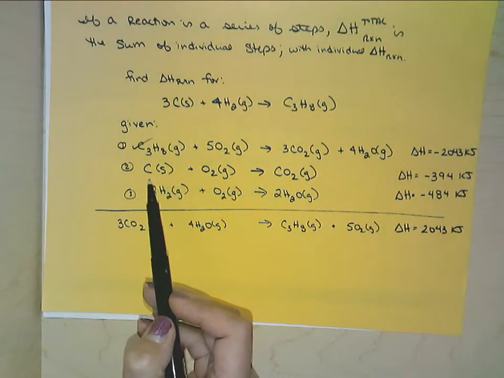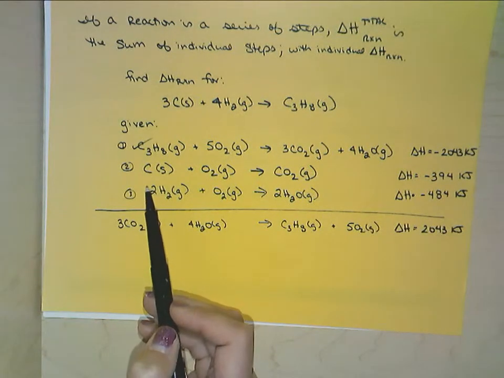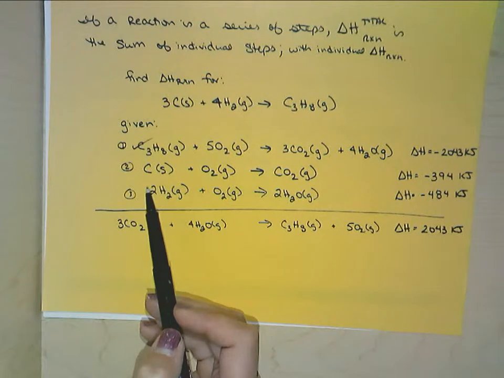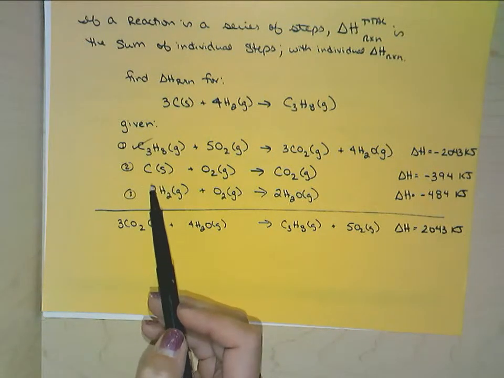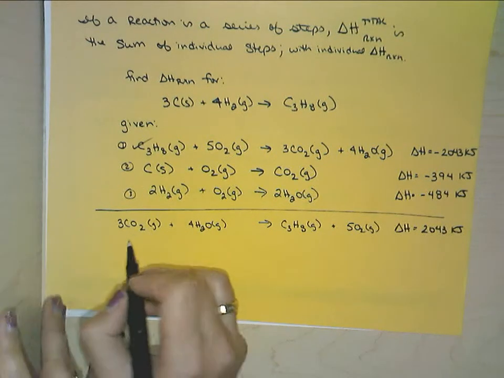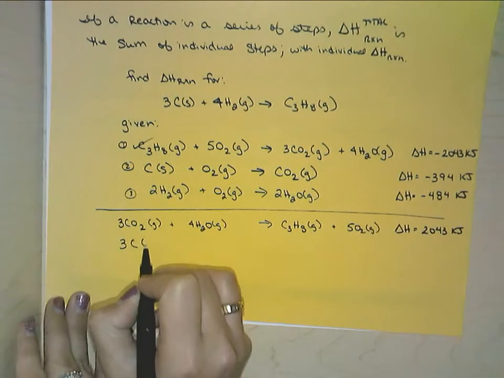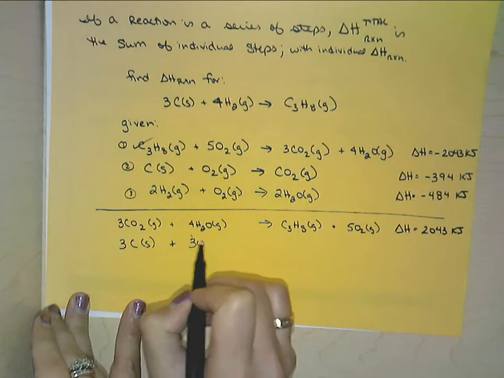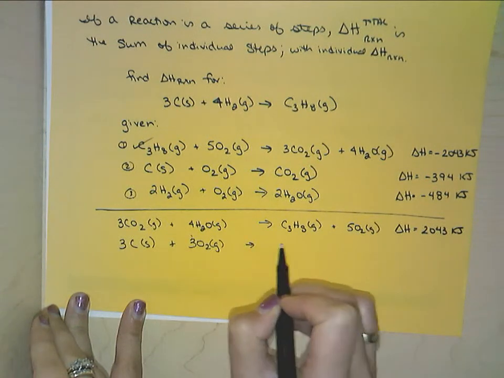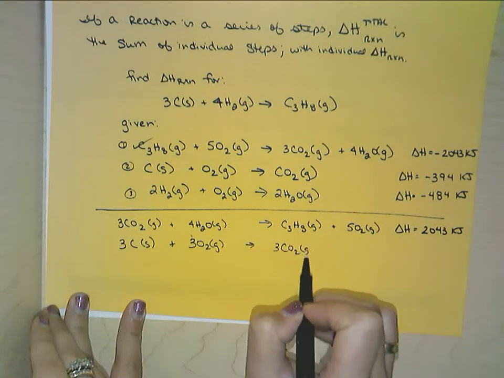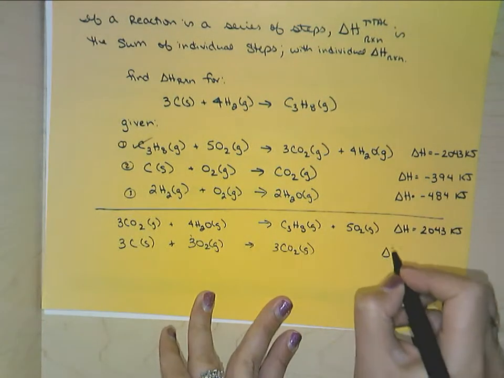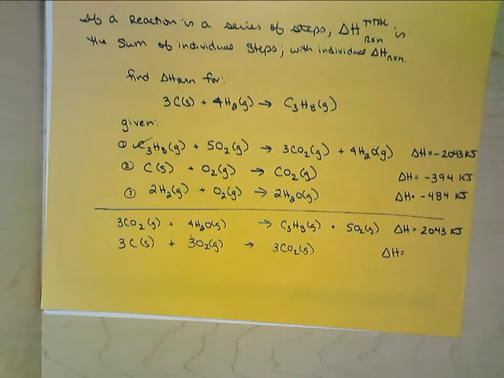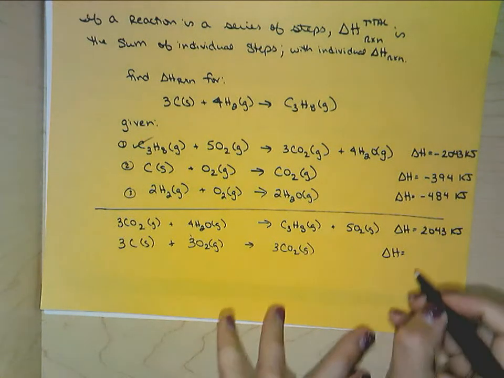Is the carbon solid on the right side of the equation? Is it the right stoichiometric value? What do I need to do to that? Okay. So I have now 3 carbons, 3 oxygens, and 3 carbon dioxides. So now what happens to the delta H? Does it change sign? It just changes value, right? Now it becomes 3 times as much.